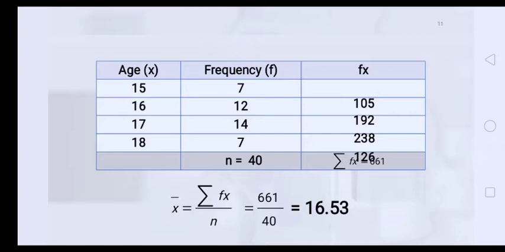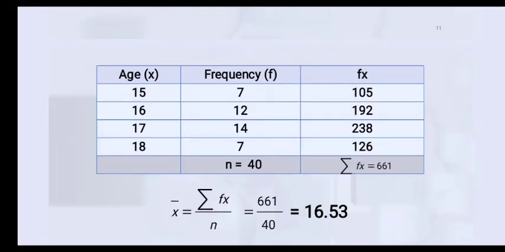So in our formula, we have to get the summation of fx. That is why we have to create another column for fx. The column for our fx means that we have to multiply x by f, or the age by frequency. So 15 times 7, that is 105. 16 times 12, that is 192. 17 times 14, that is 238. And 18 times 7, that is 126.